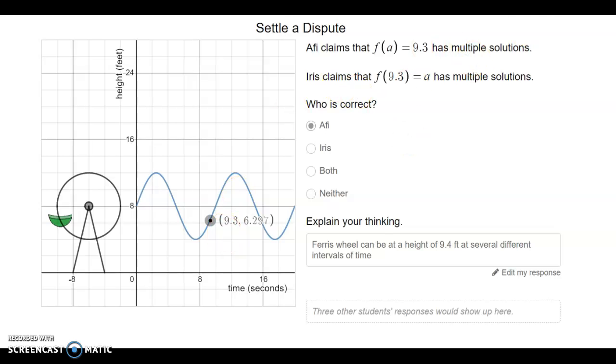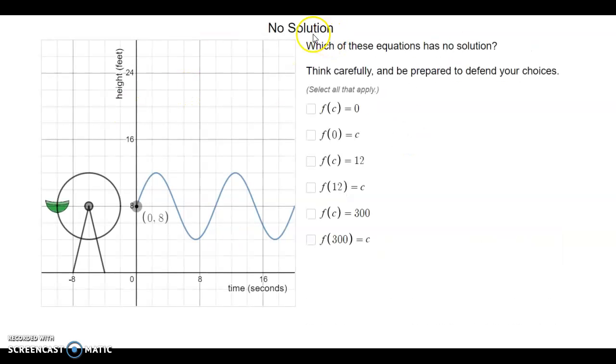Let's move on to the next one here. So we want no solution. So which of these equations have no solution? Meaning which aren't either 1 possible, 2 on our graph, or 3 like we can't see what that would be. So let's look at the first one here. It says at any second I can have a height of 0. Well, is that true? No, that would definitely be a no solution.